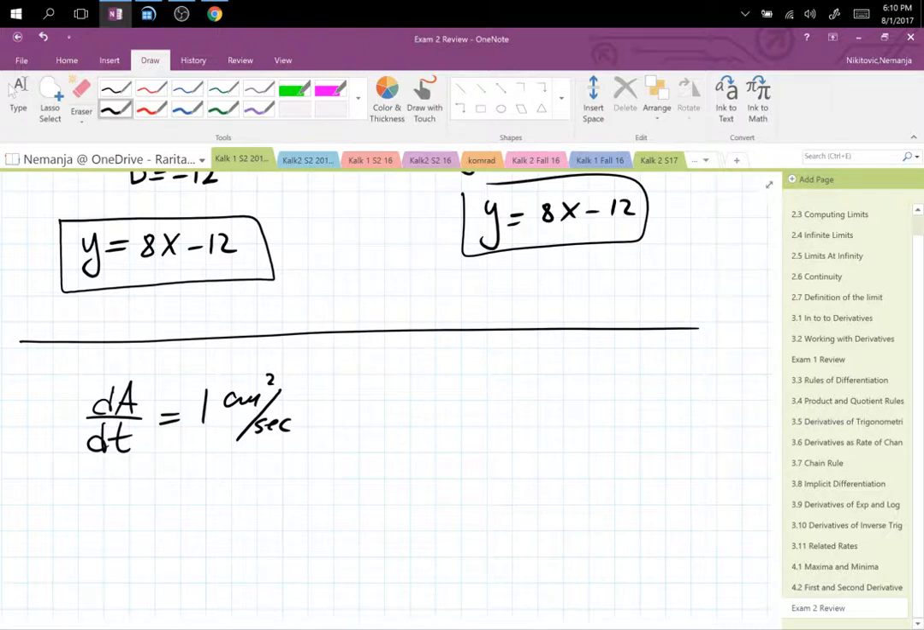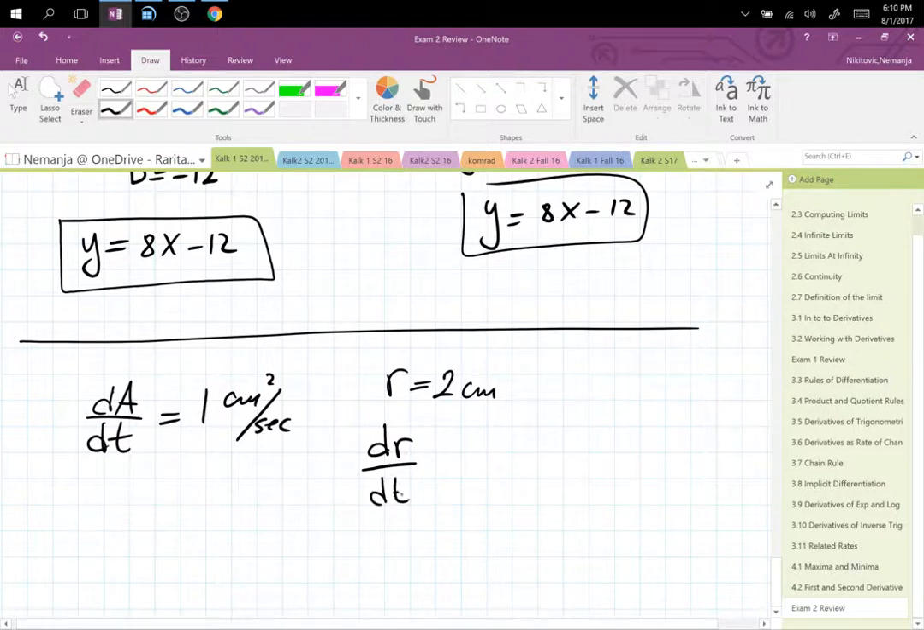How fast is the radius changing when the radius is at 2 centimeters? So radius is 2 centimeters. Look at this. How fast is the radius changing? The word changing is, again, change is the derivative, and then how fast? Well, things happen with time. So they're asking for dr/dt. This over here you read as how fast is changing.